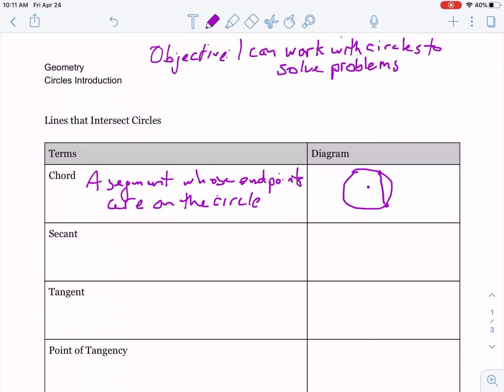Next, we look at a secant, and all that the secant is, if you take that chord and extend it into making it a line, so it's a line that intersects the circle in 2 points, that's called a secant. So it's like a chord, it's just now we extend it and make it a line. So a line that intersects the circle in 2 points.